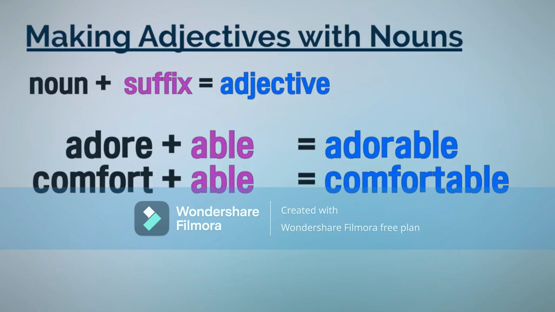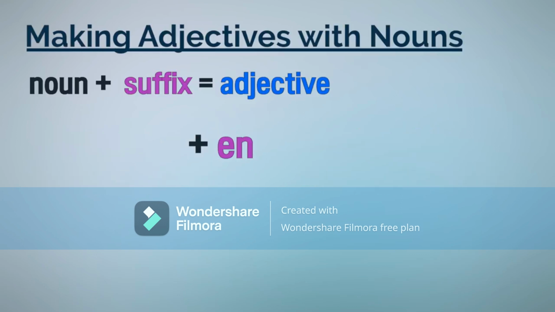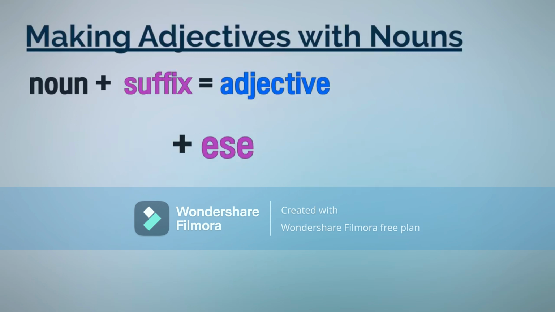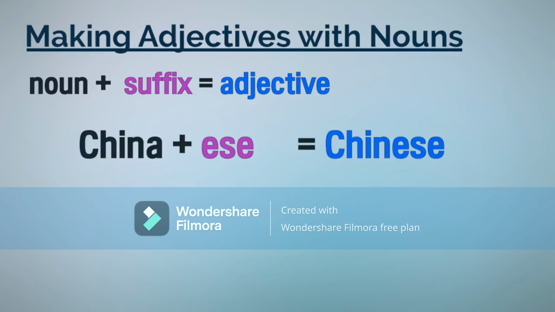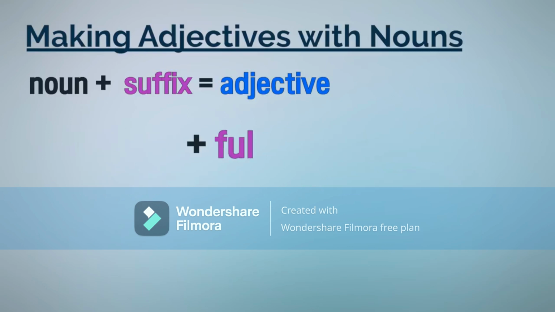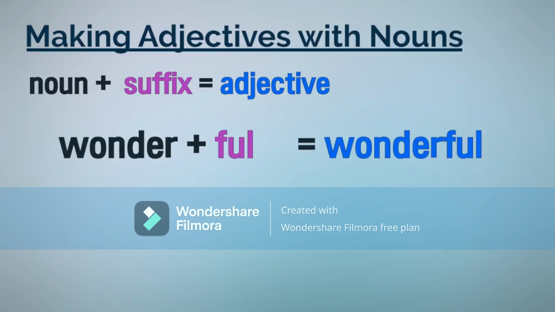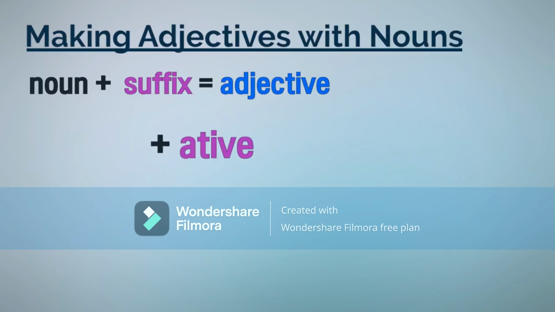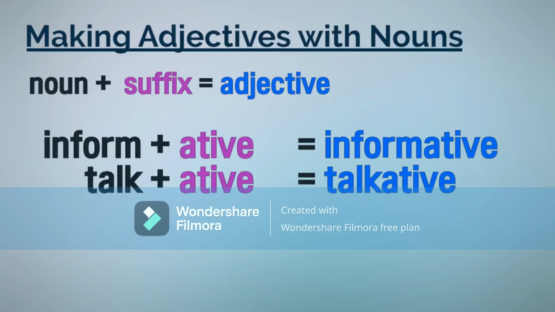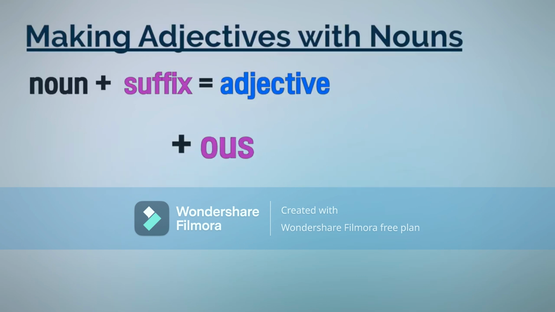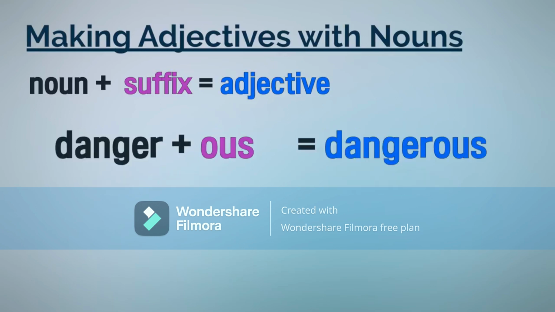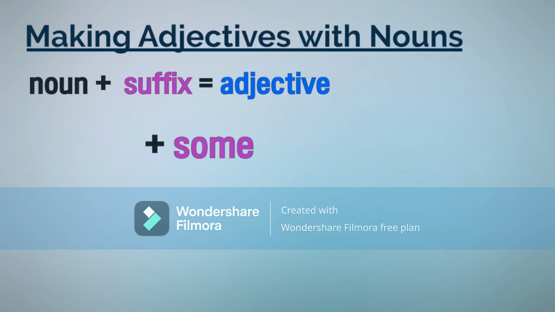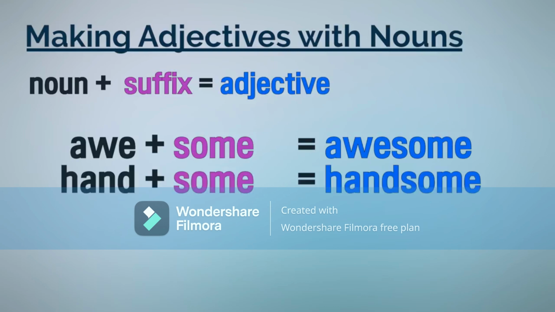Also the suffix en, like broken, golden. Ease, like Chinese, Japanese. Full, like wonderful, powerful. Ative, like informative, talkative. Ous, like dangerous, enormous. Or some, like awesome, handsome.